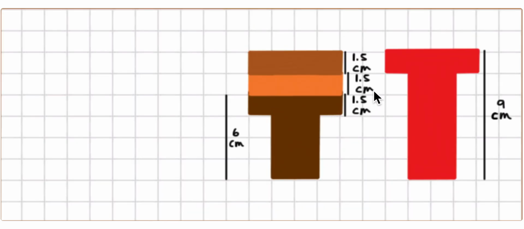In our case, that change is 1.5 centimeters. So it's the rate of change. How much does that height change for each cup added? It changes 1 1/2 centimeters.